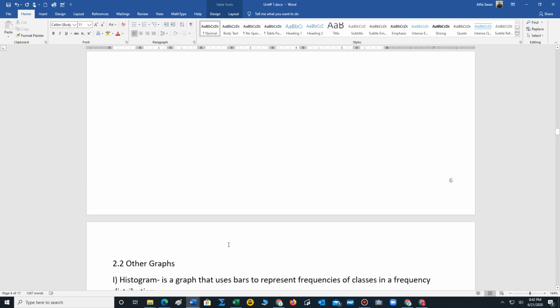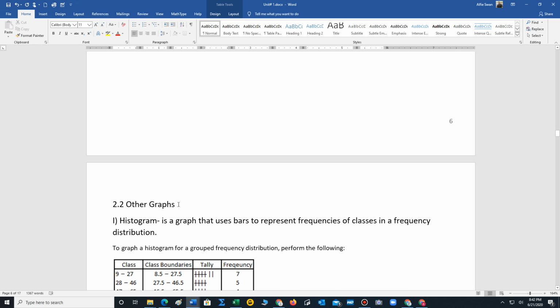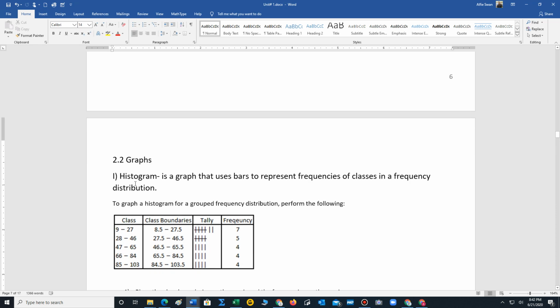Now we move on to section 2.2, where we actually examine graphs. There are 3 types in this section that we're going to examine. The first is called a histogram. A histogram is a graph that uses bars to represent the frequencies of classes in a frequency distribution.